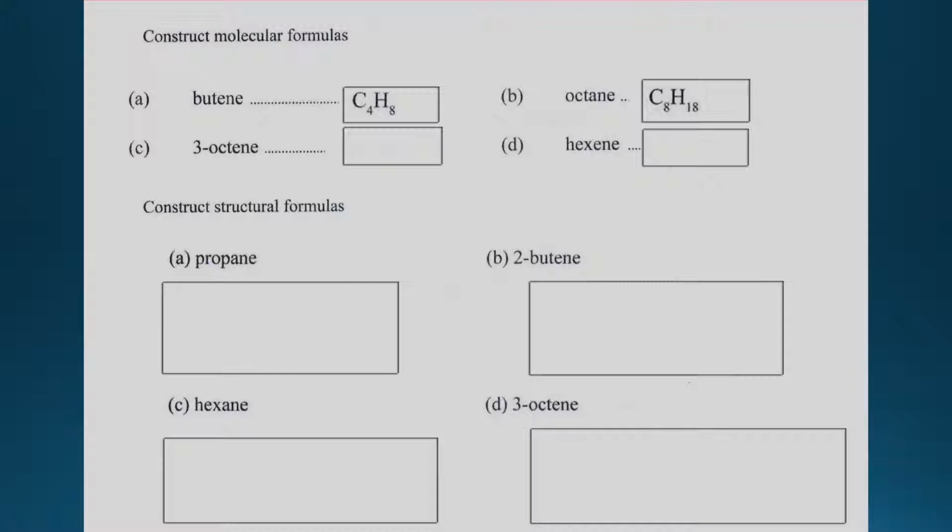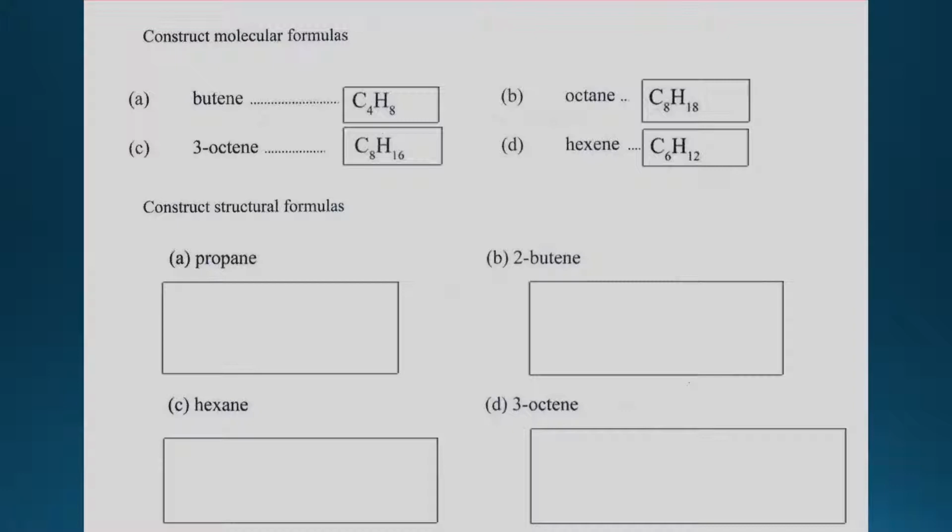C. 3-octene, 8C, so C8H16. Next, hexene, double bond again: C6H12. Now we have learned the formula. Now we do the structure.